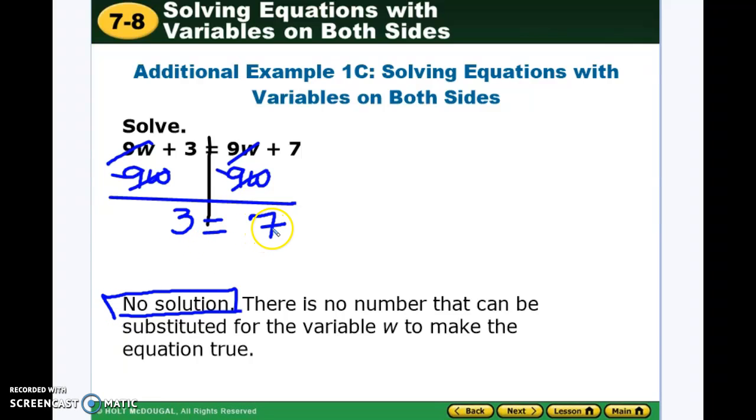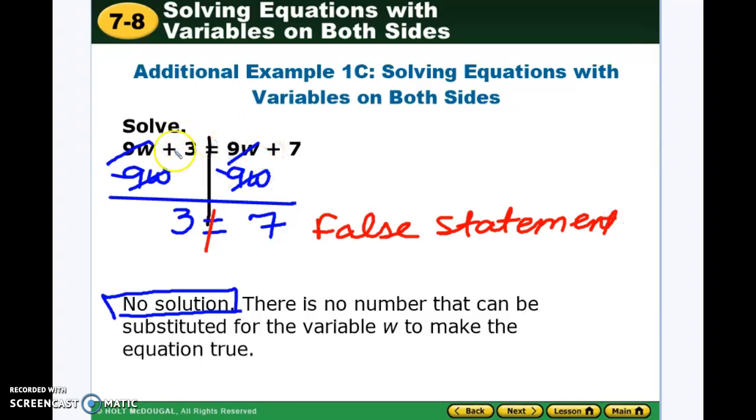Because here we end up with a false statement that 3 is equal to 7. 3 does not equal 7. So this is a false statement. So in that case, this equation has no solution. There's no number we can ever find for w that, when we plug it in, would make both sides equal. So that one has no solution.